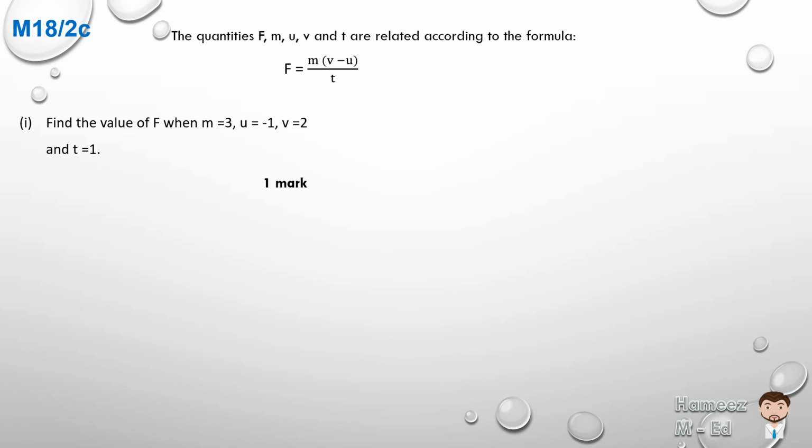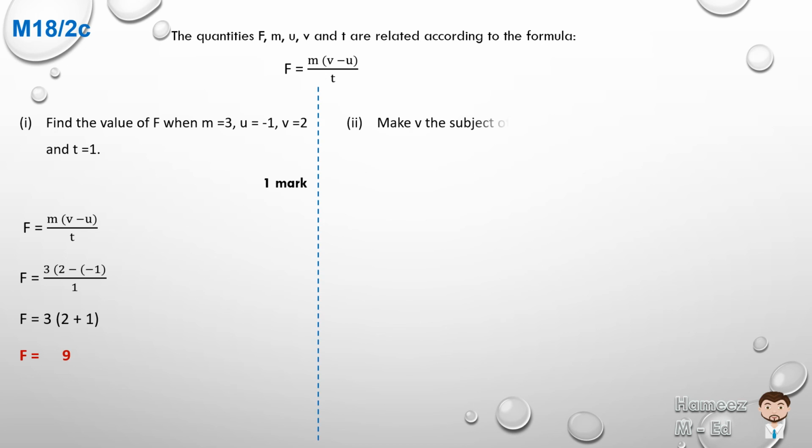So what they're telling us, they're giving us values, substitute and solve. So let's write the formula again. F is equal to m, v minus u over t, and f is equal to 3, because m is 3, open brackets 2 minus, what's u? Minus 1, close brackets, all over t, and t is 1. 3 by 2, and we have minus 1, so two of the same signs means we're going to get a positive. So that's 3 by 2 plus 1, all over 1, we could ignore the 1 below. So 2 plus 1 is 3, therefore f is equal to 9.